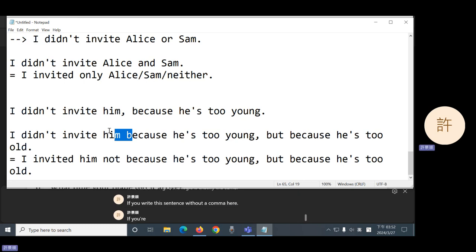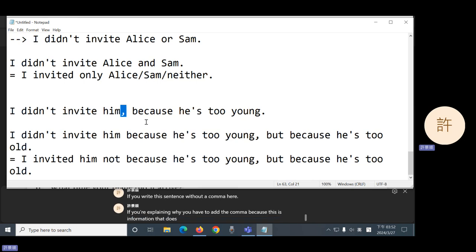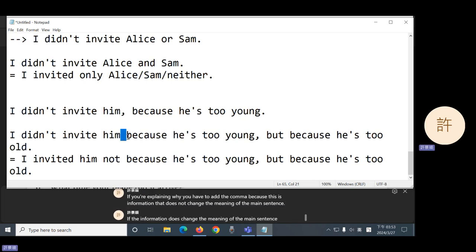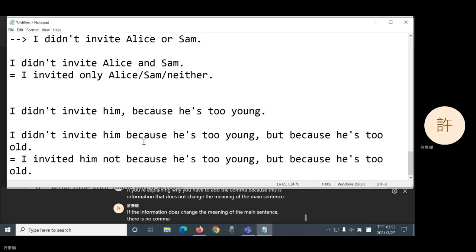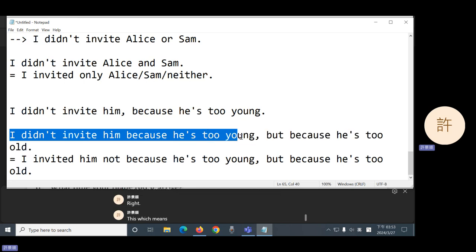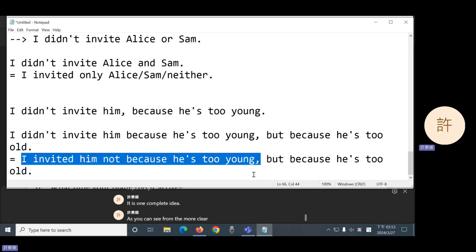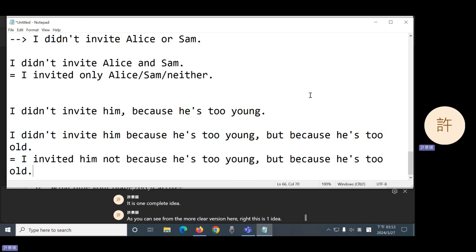If you're explaining why, you have to add the comma because this is information that does not change the meaning of the main sentence. If the information does change the meaning of the main sentence, there is no comma. Which means you cannot separate this into two parts and look at it separately. It is one complete idea, as you can see from the more clear version here. Right, this is one idea. Okay, that's it. I have finished talking about negation. Do you have questions?